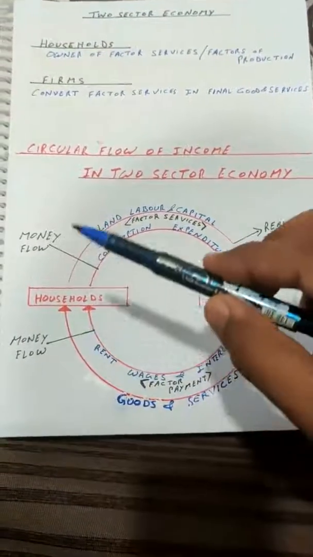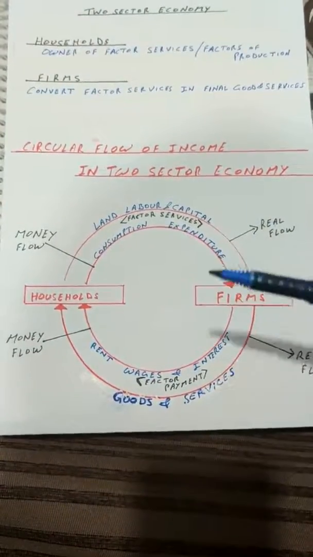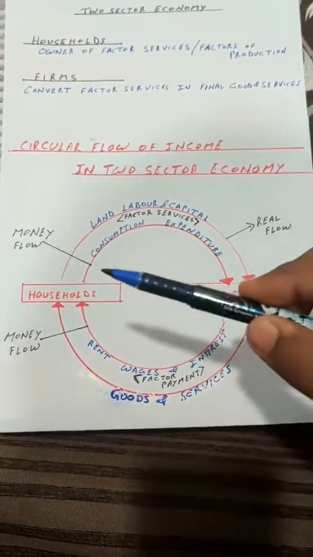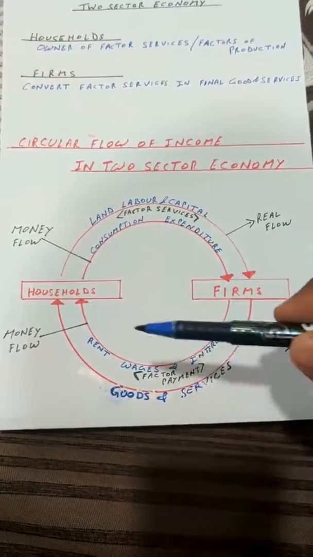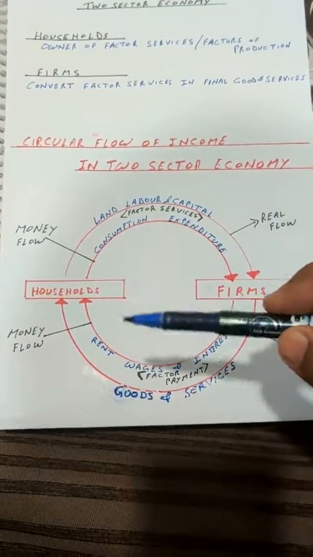So this entire flow, the outer circle that you are seeing, is known as the real flow, in which only real goods and services are being transferred from one sector to another sector.